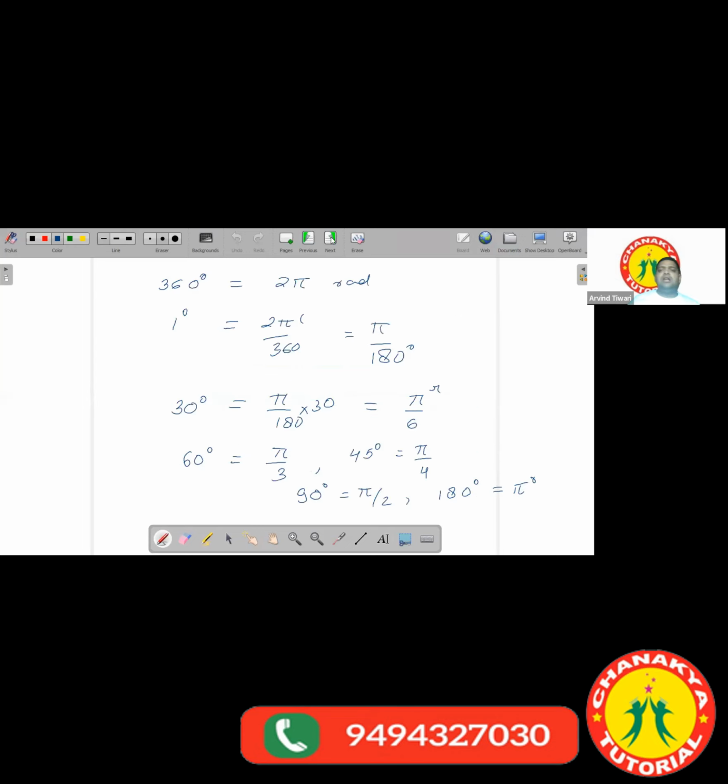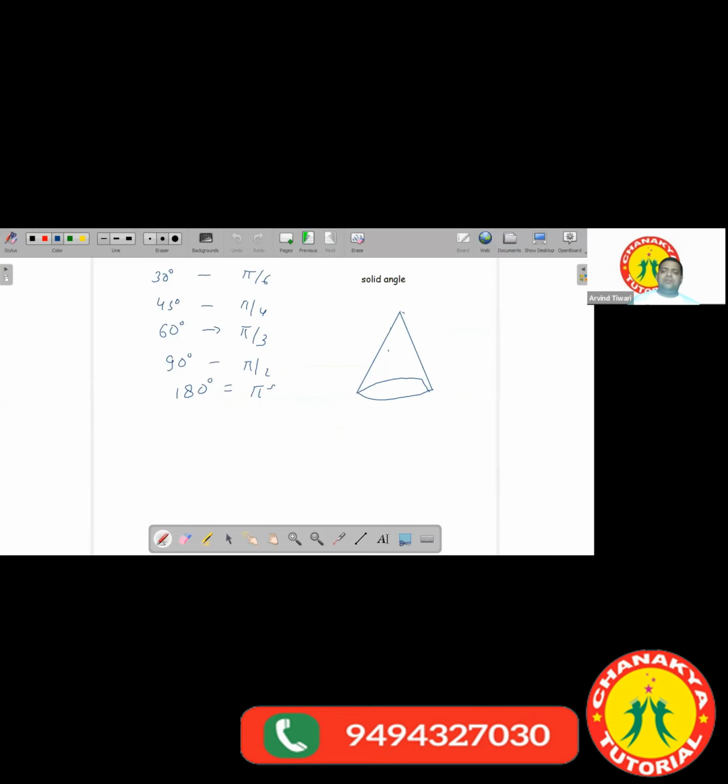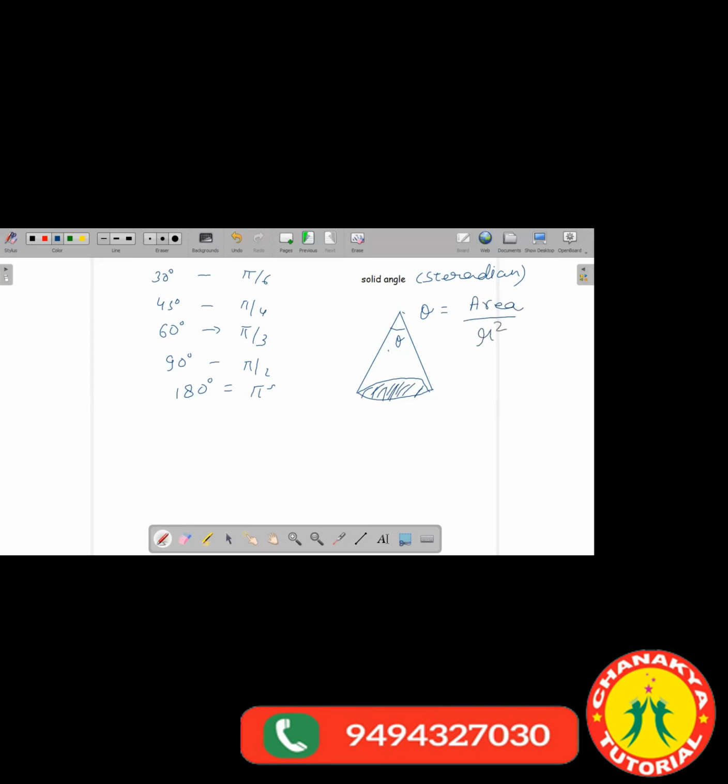In the same way, solid angle measurement is also defined. Let this be the solid angle theta, also called steradian. Solid angle is measured in steradian. So how do we find steradian angles? A steradian angle theta would be equal to the area of this curved surface divided by r squared. So this area divided by the radius squared is given as the angle in steradians.